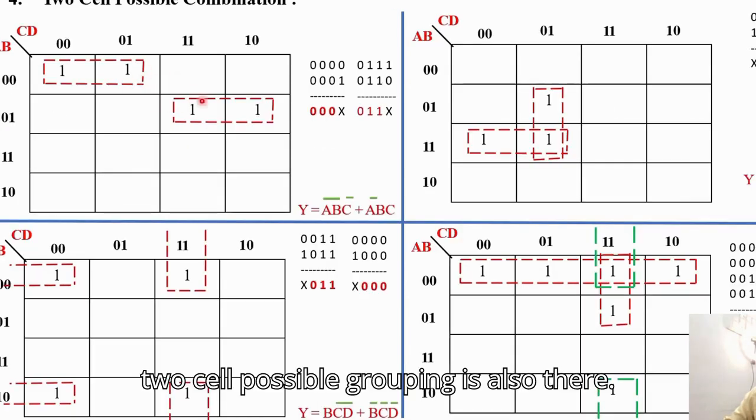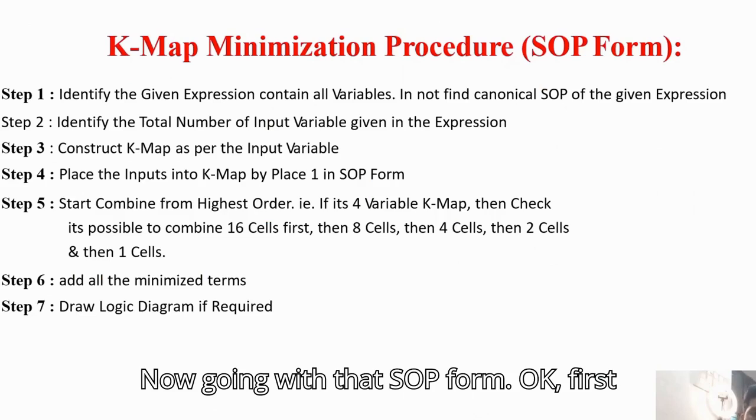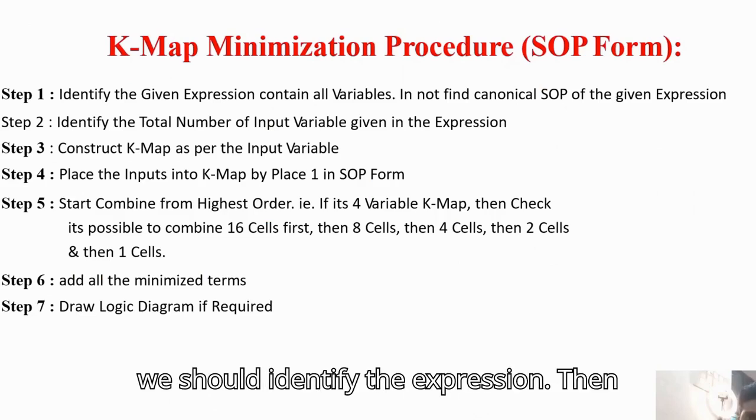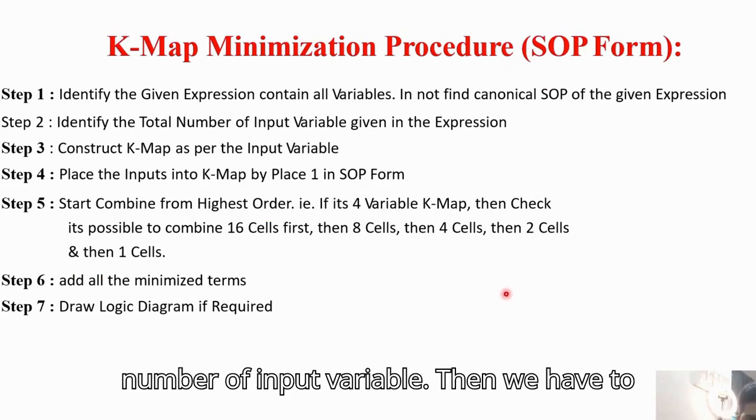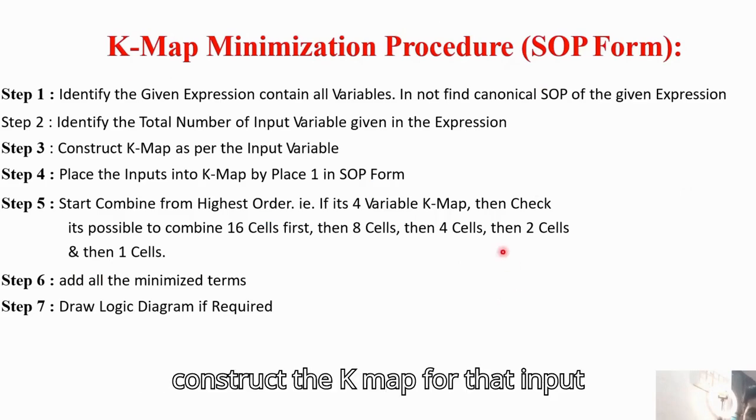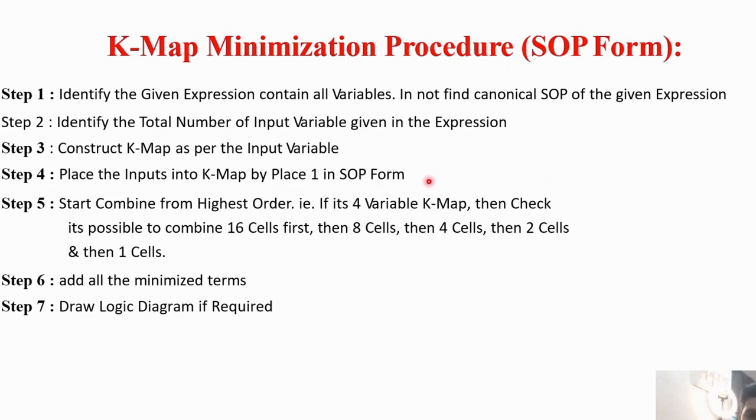2 cell possible grouping is also there. Now going with the SOP form. First we should identify the expression. Then after identifying, we identify the total number of input variables. Then we have to construct the K-map for that number of input variables. Then place 1 in that particular minterm.